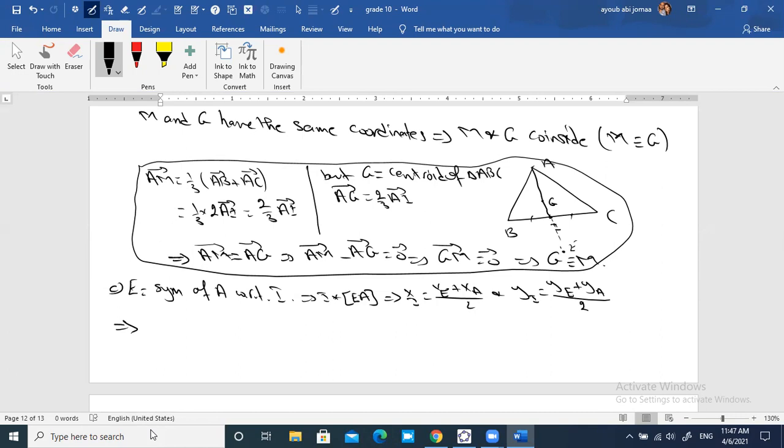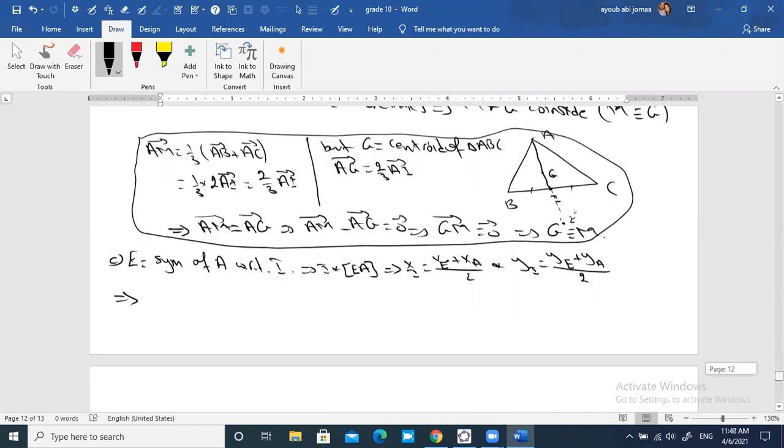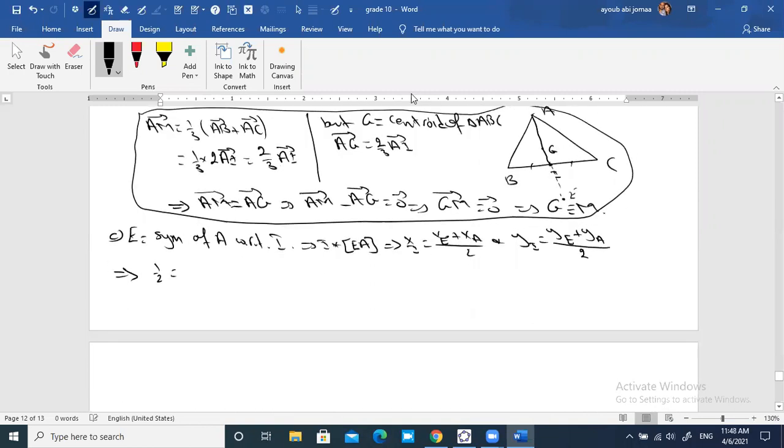Okay, we replace XI. We found XI is 1 over 2. So 1 over 2 is equal to X of E, which we have to find, plus XA, which is 1, over 2. So XE equals what? 0. Use the cross product and solve.